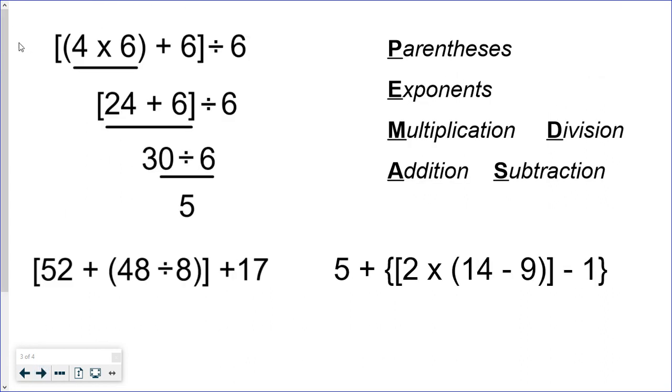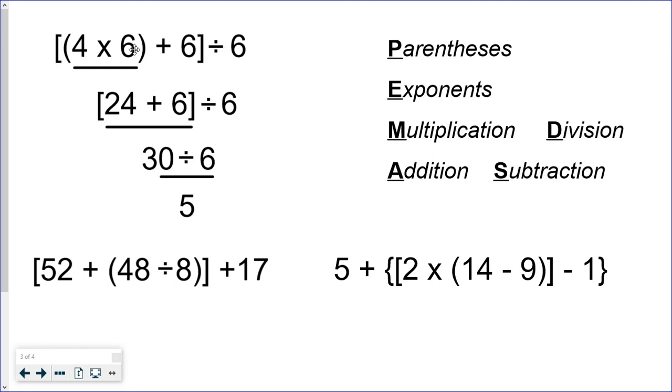Since we see brackets around the 4 times 6 plus 6, that means we are going to do everything that's inside the brackets first. So that's a clue to you, fifth graders. Anything that's outside of the brackets, this divide by 6, that's actually going to be the very last thing we are going to do. So we're going to focus inside the brackets first, and then we'll go out and do the outside.